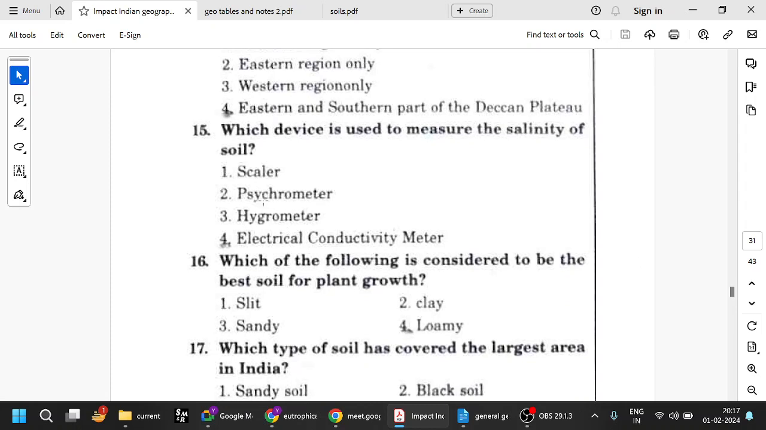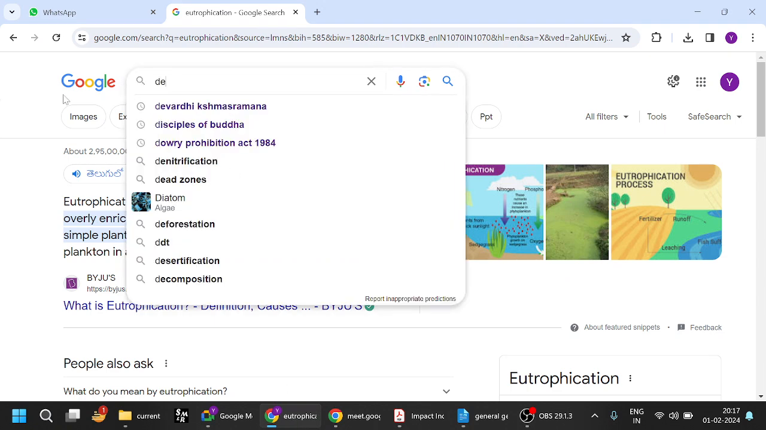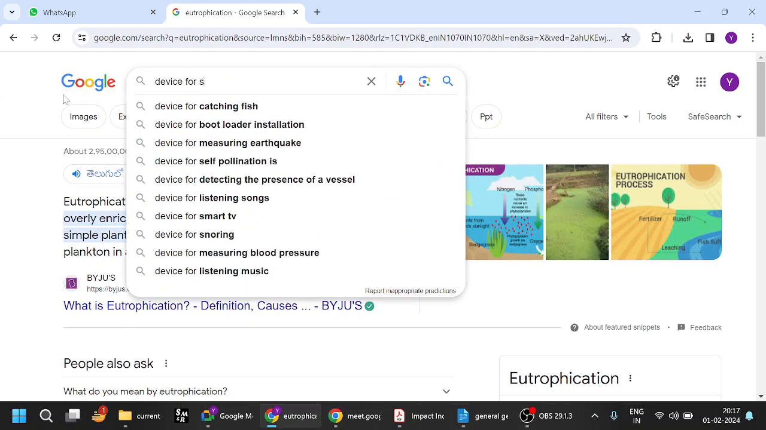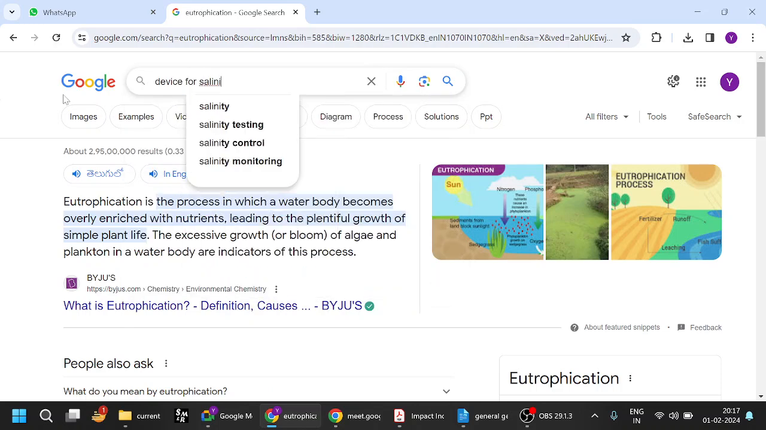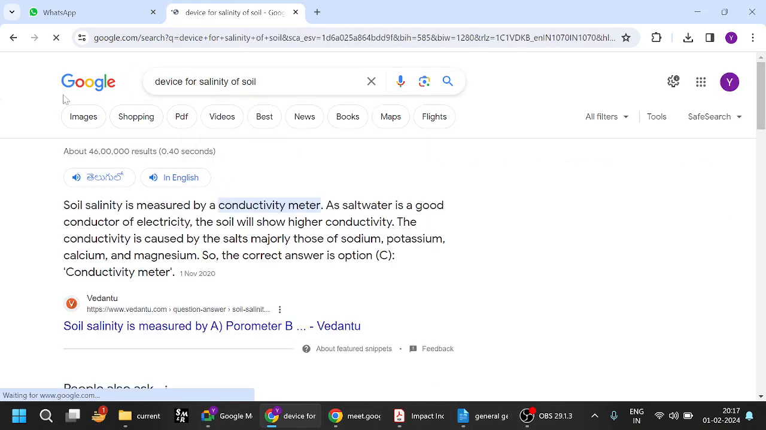So psychrometer, hygrometer, electrical conductivity meter, scalar. Which device is used to measure salinity of the soil? So let us see all those things. They are all important. Device for salinity of soil.